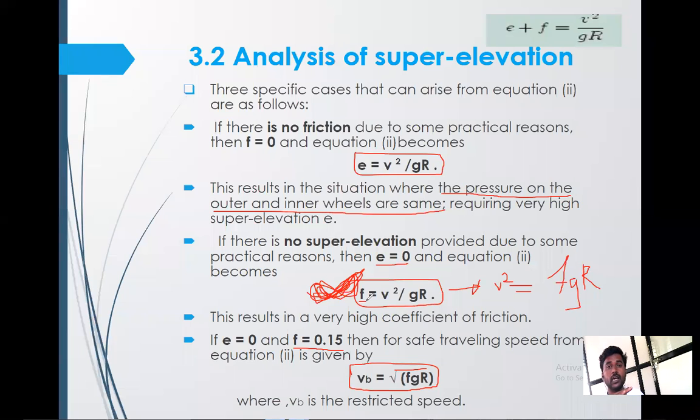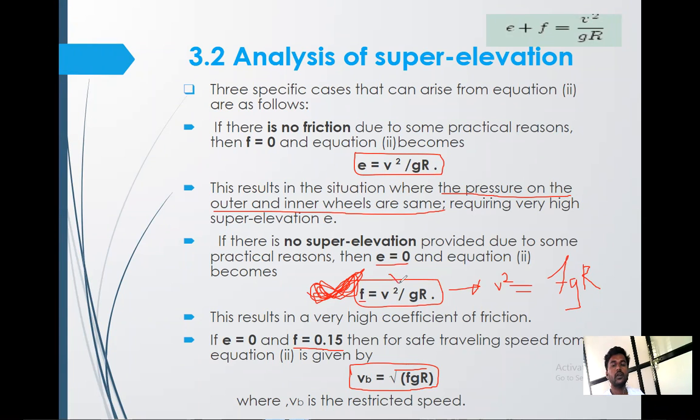So minimize the chances of overturning and skidding. What do we have to design? We have to design the velocity. We have to design the velocity for safe drive, and we have to put the design velocity, or the safe driving velocity, as dash dash dash meter per second. So how will we design the velocity?